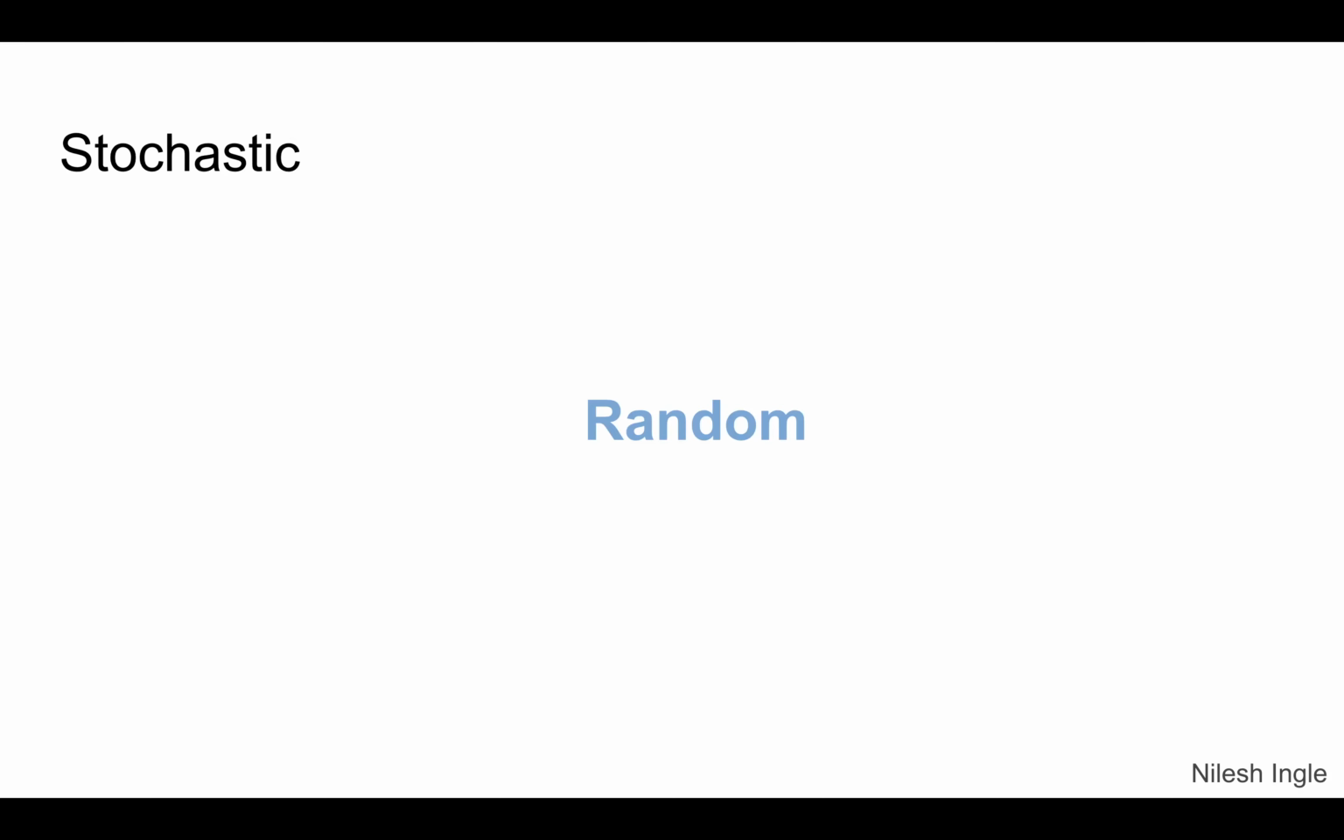So the very first one is stochastic in the stochastic gradient descent. I like to think of this as random, and the reason is because in stochastic gradient descent or SGD, the idea is to randomize the data set and then pick each sample or each instance for running the optimization. And so we'll think of stochastic as random.